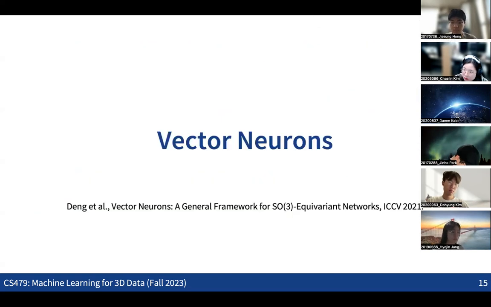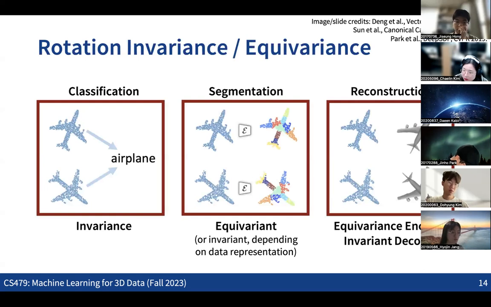So based on that, what are the applications that we can do? We can apply these architectures for classification. Classification will be the case where we want to achieve rotation invariance.